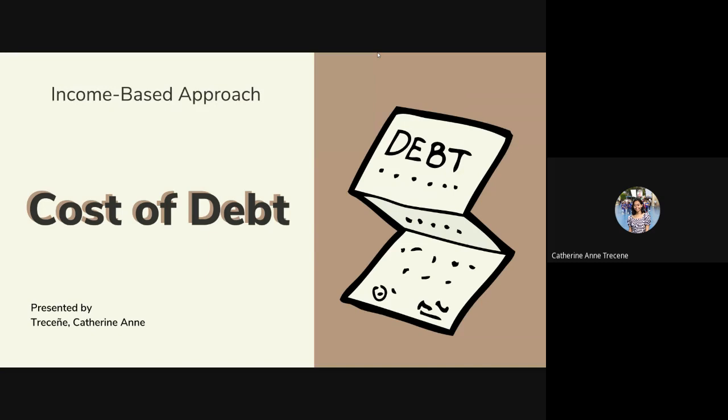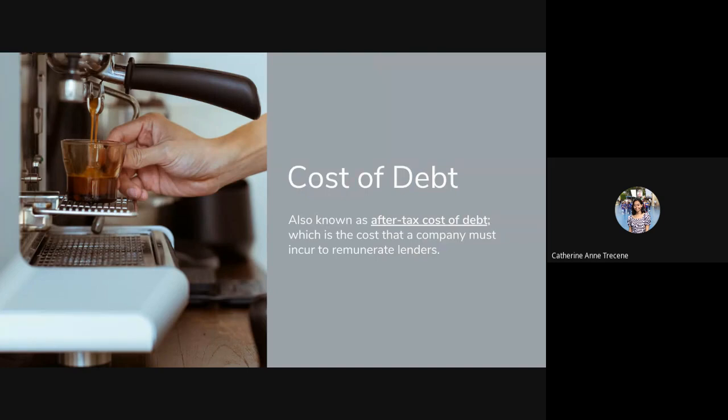So along with the cost of equity, the cost of debt is also an important part in computing the company's weighted average cost of capital. That will be discussed in detail by the next reporter. So you may be asking, why do companies calculate the cost of debt? The purpose is to find out how much of a burden these debts affect the business and if it is safe to take on any more debt. So cost of debt, also called after-tax cost of debt, is the cost that a company must incur to remunerate lenders, or basically the effective interest that a company pays to its creditors on its current liabilities.